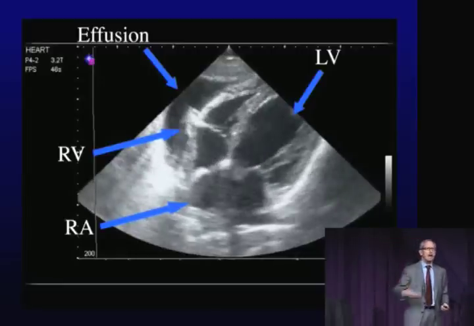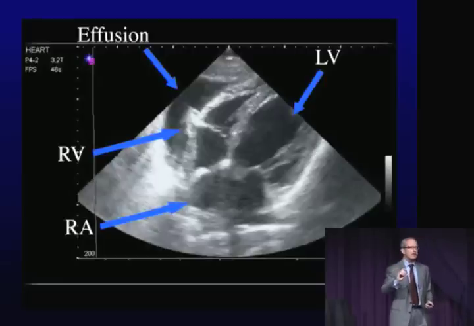For the sake of time, I'm not going to go through each echo, but I do want to say times have changed, and we now need to be able to do a fast exam. And we need to be able to look at the heart quickly and look for those key injuries.